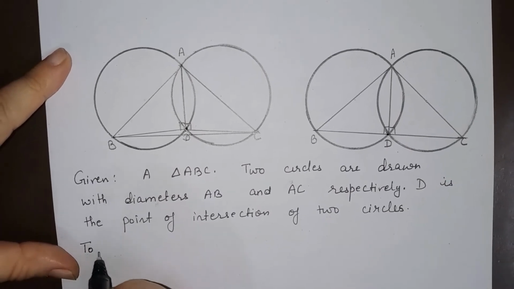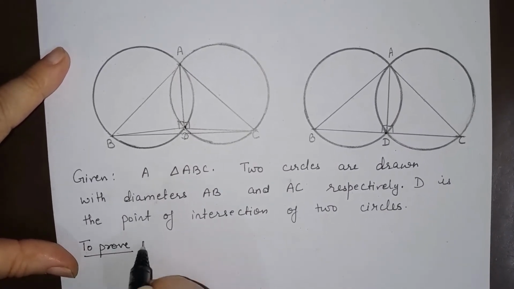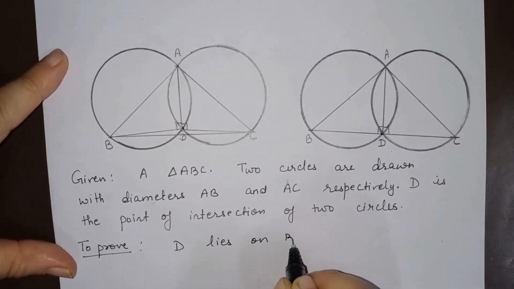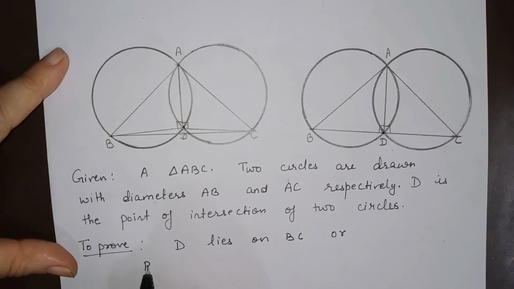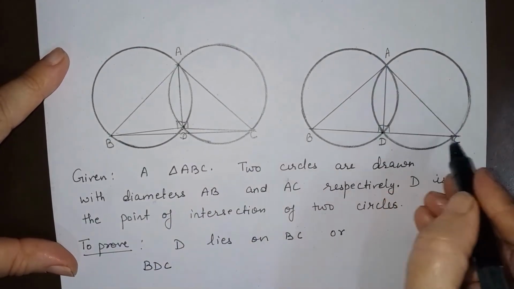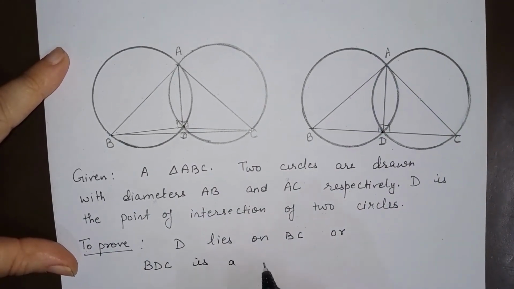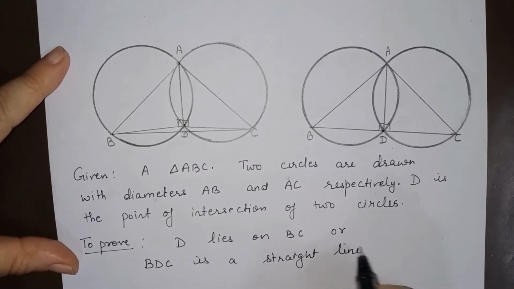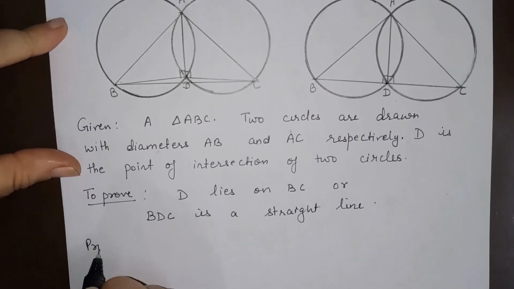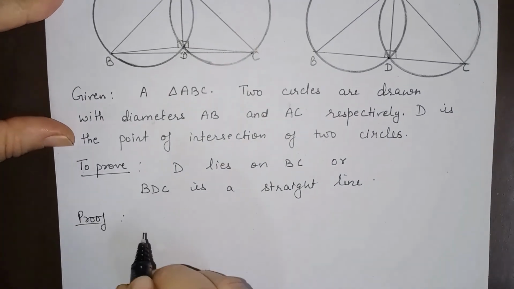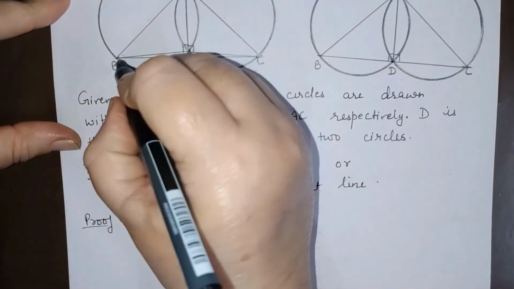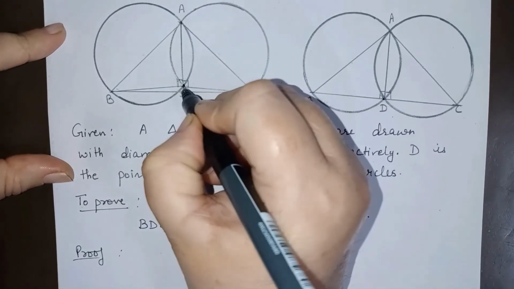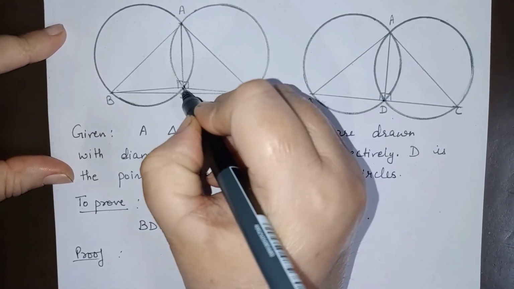So that is this, we have to prove that D lies on BC, or BDC is a straight line. This we have to prove. So let us start. Now we know that angle in a semicircle is a right angle. If AB is the diameter, then this point D lies on the semicircular arc AB.